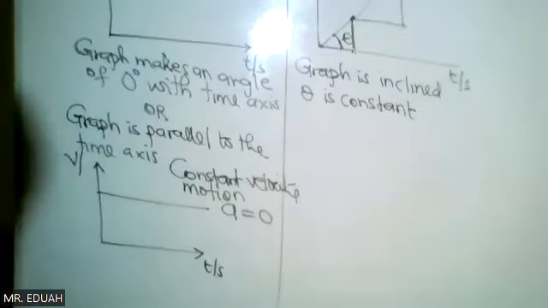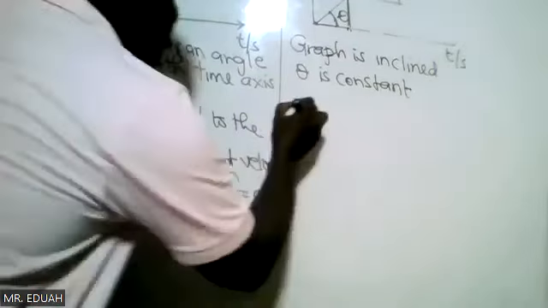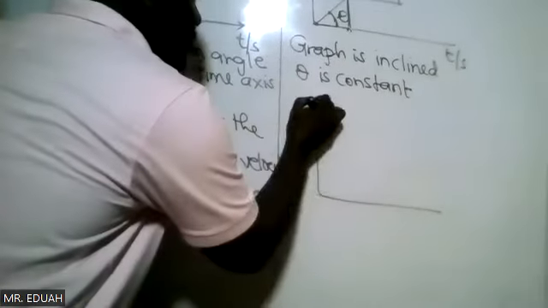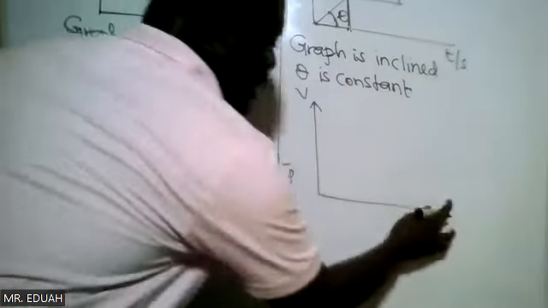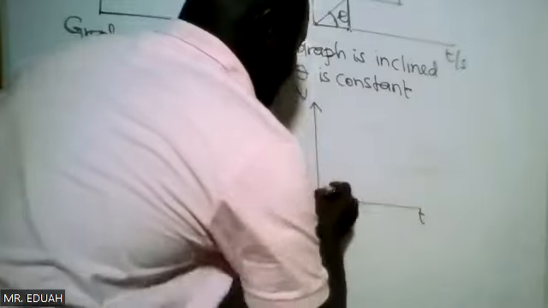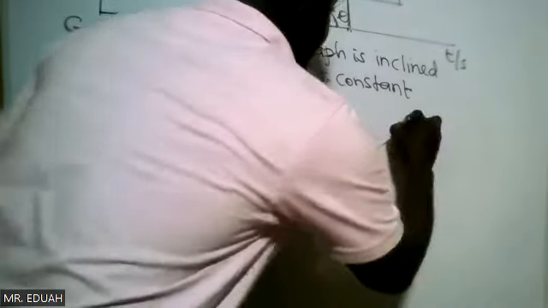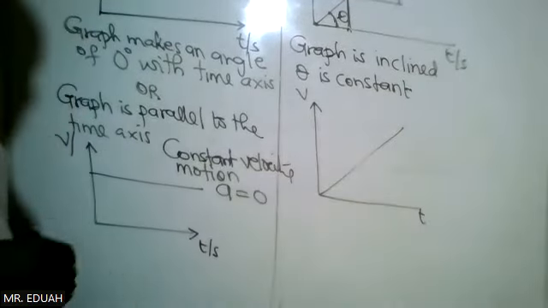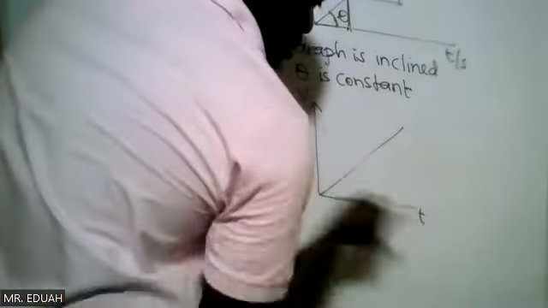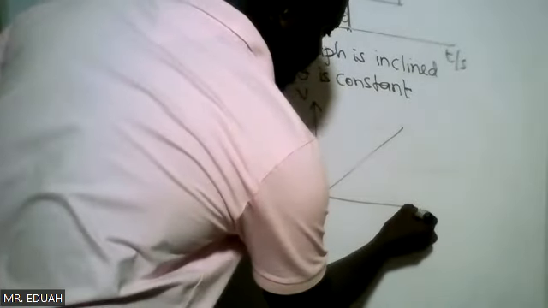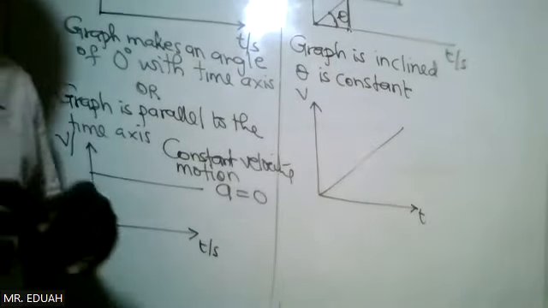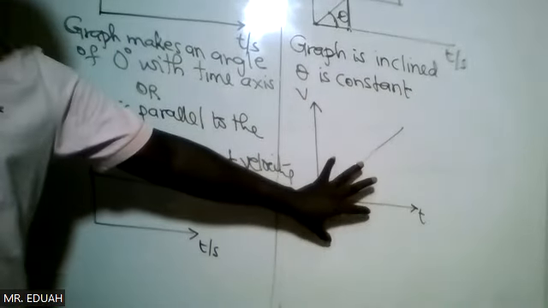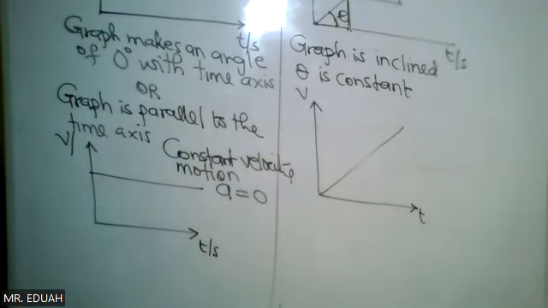Acceleration is zero. Now, the same velocity time graph, V against T. This time, the motion is inclined to the time axis. What kind of motion is this? What does the motion say?